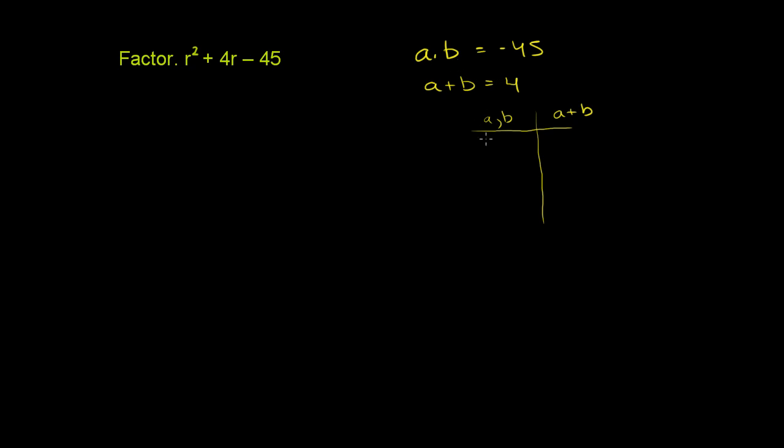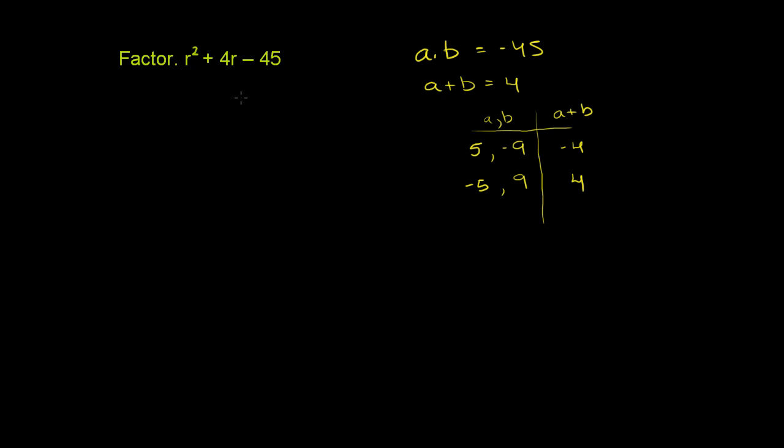And if we go with 5 and negative 9, what's their sum? Their sum is negative 4. What happens if we go with negative 5 and positive 9? Well, then their sum is 4. So negative 5 and positive 9 works.